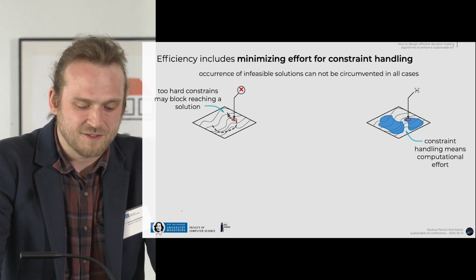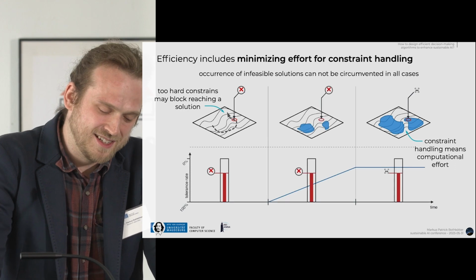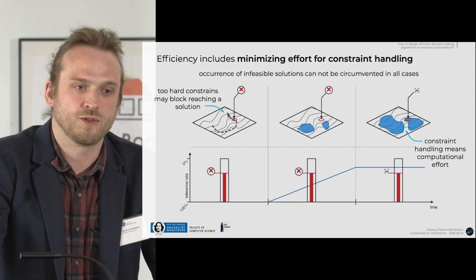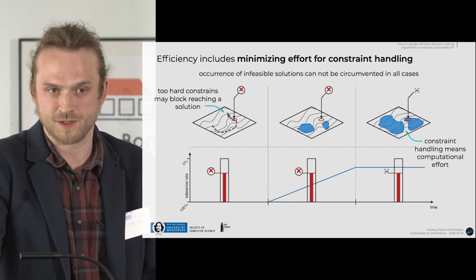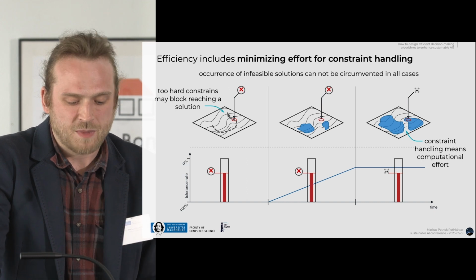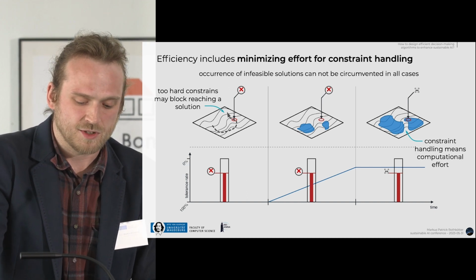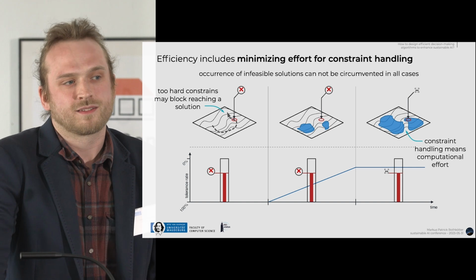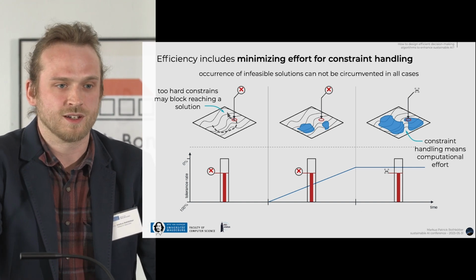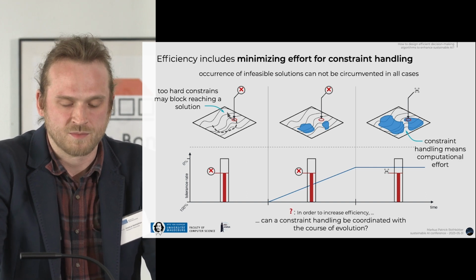And therefore, what about the idea of having a constraint handling which is tied to the course of evolution in, for example, a genetic algorithm, so that based on the evolution, we tighten our constraints or loosen them so that we won't spend energy on too tight constraint handling.